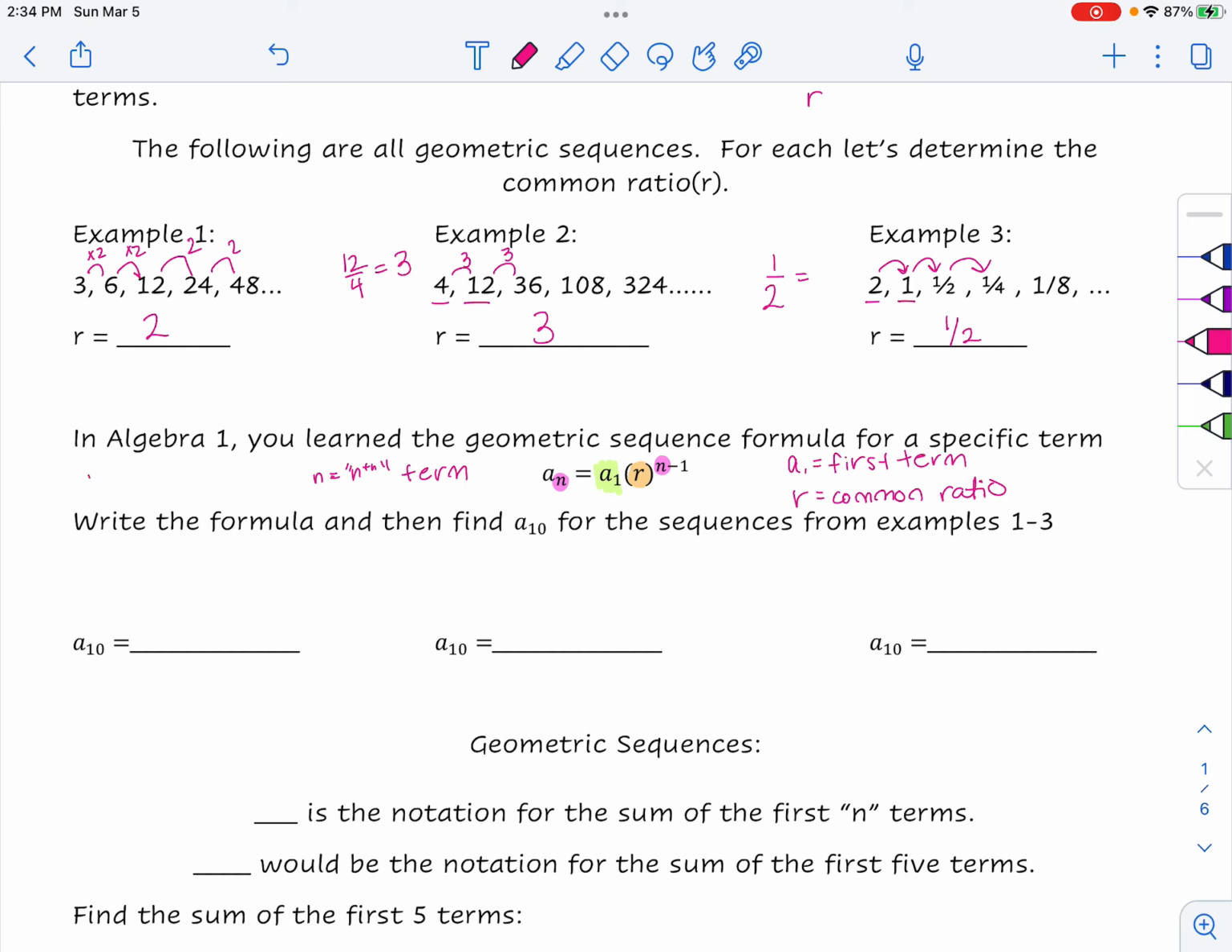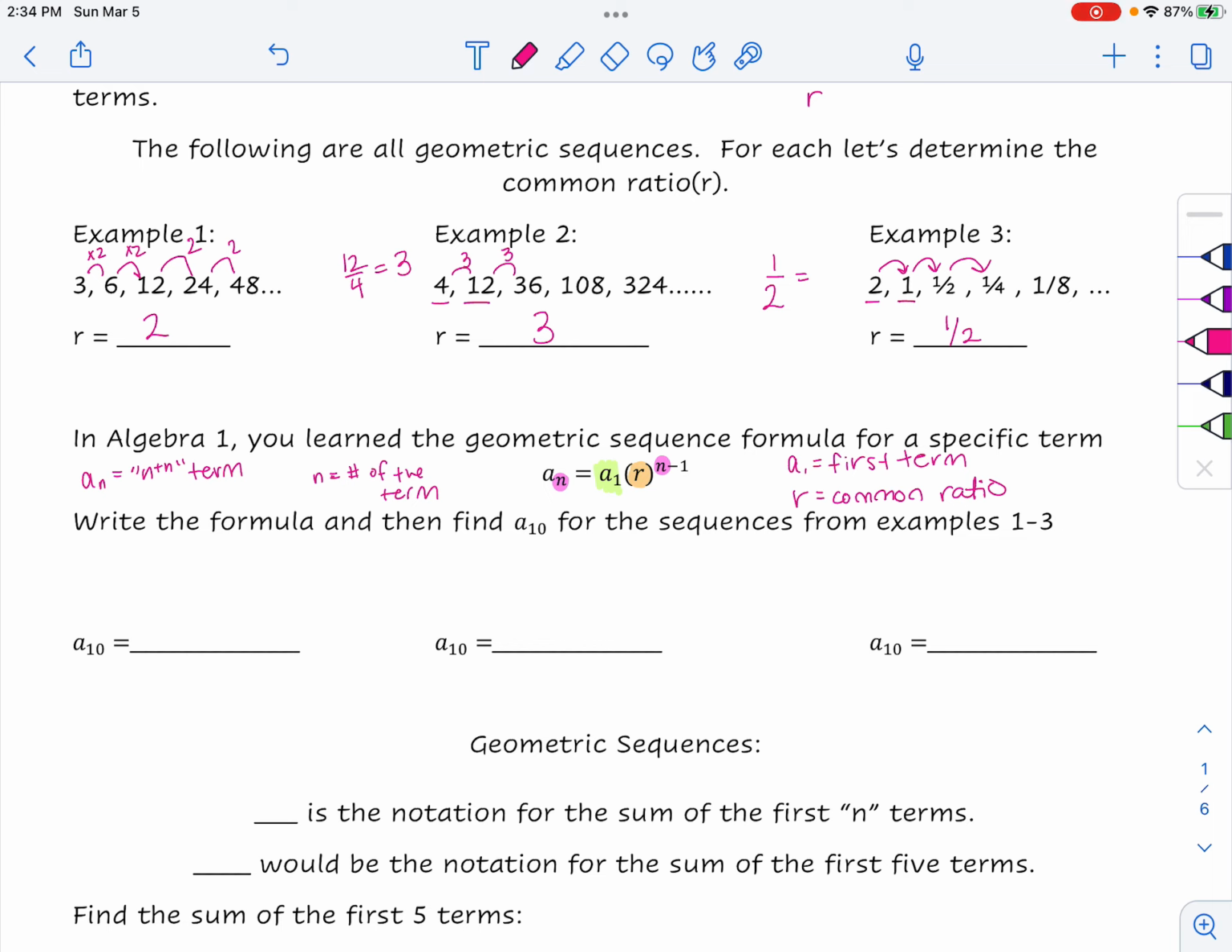And then A sub n, that whole thing together, that is the nth term. So maybe I could even rewrite this a little bit. Instead of that being called the nth term, n is the number of the term. All right, so let's write the formula for the 10th term from examples 1, 2, and 3.